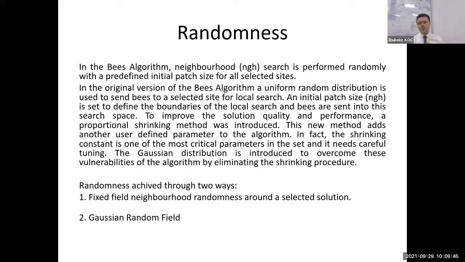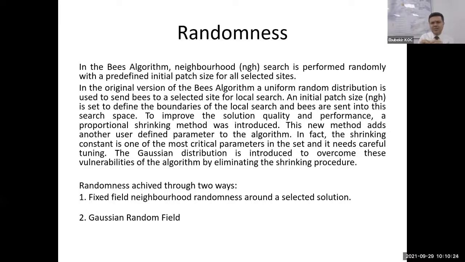maybe many of you are familiar with, we proposed it back in 2006, I think. Neighborhood search is performed randomly with a predefined initial patch size for all selected sites. In the original version of the Bees algorithm, which we published as a technical note in 2005, you can go and check the general structures of it. In that version of the Bees algorithm, a uniform random distribution is used, and so we had fixed patch sizes at the time to send bees to a selected site for local search.